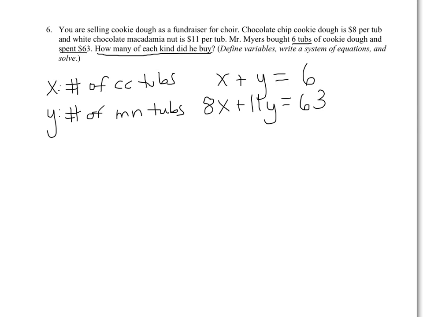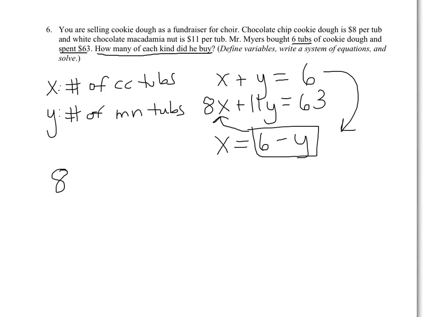Okay, welcome back. So I'm going to go ahead and get x alone in the top, right? I'm going to subtract y from both sides, so that gives me that x is equal to 6 minus y. I'm going to take that 6 minus y and put it in for x in the other equation. So I'm going to have 8 times (6 minus y) plus 11y equals 63.